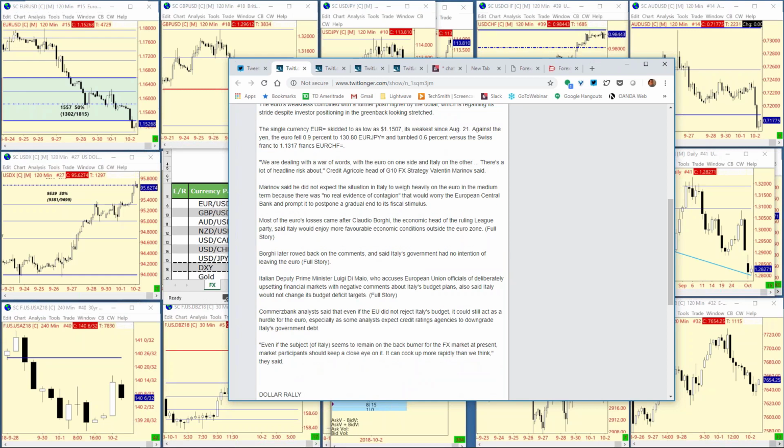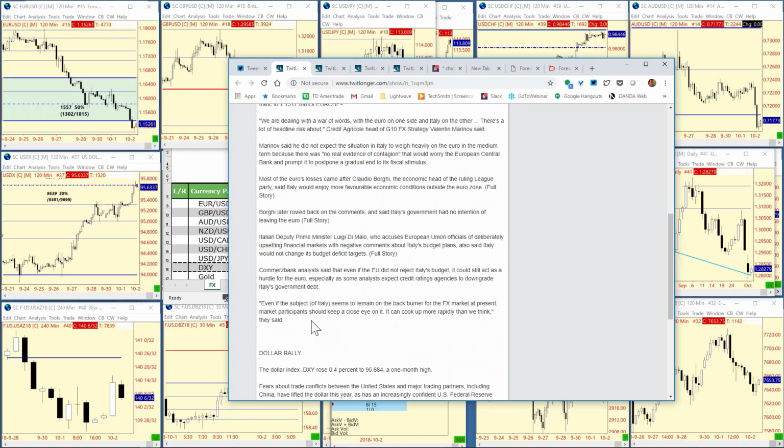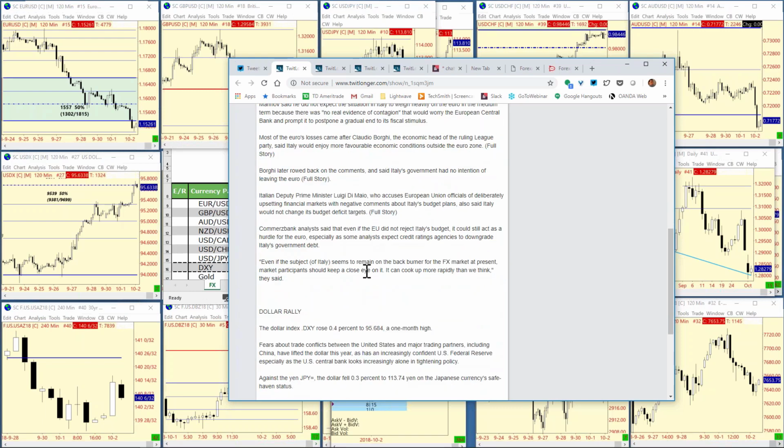Commerzbank analysts said that even if the EU did not reject Italy's budget, it could still act as a handle for the euro, especially as some analysts expect credit ratings agencies to downgrade Italy's large government debt. Even if the subject of Italy seems to be remaining on the back burner for the FX market at present, market participants should keep a close eye on it. It can cook up rather rapidly, we think.